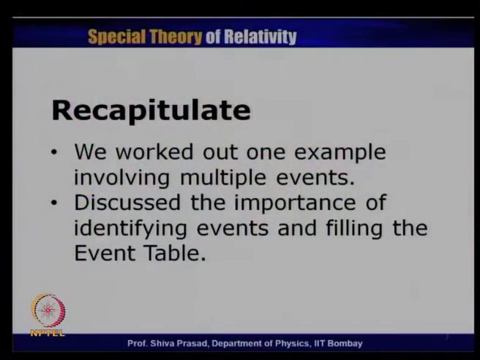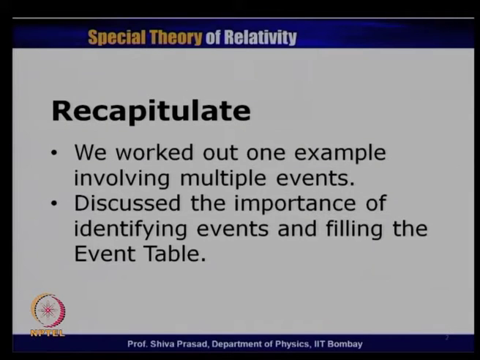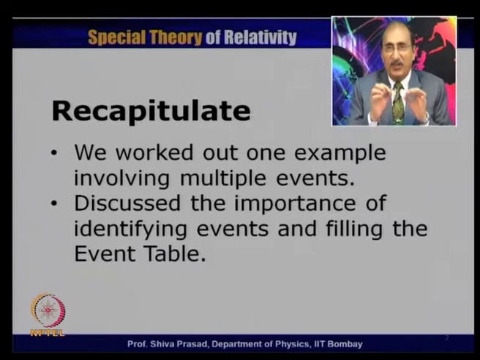In our last lecture, we had worked out a long example. The idea of working out that example was just to give you some feeling of how multiple events problems have to be solved. And we had discussed specifically the importance of identifying the events and filling the event table. So, in most of the relativity problems involving kinematics, it is important to realize what are the events and then write the coordinates of these events, including time. Time, of course, we will be treating as a coordinate, as we have been telling, and then fill the event table.